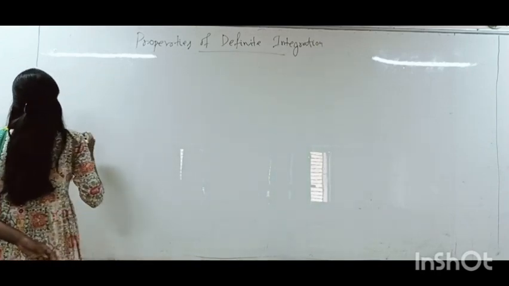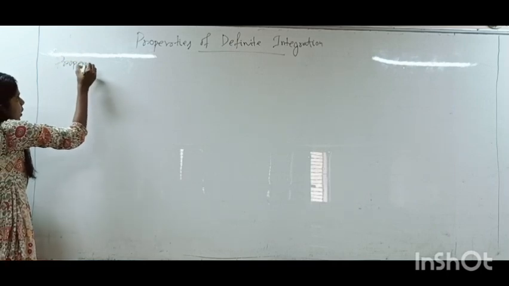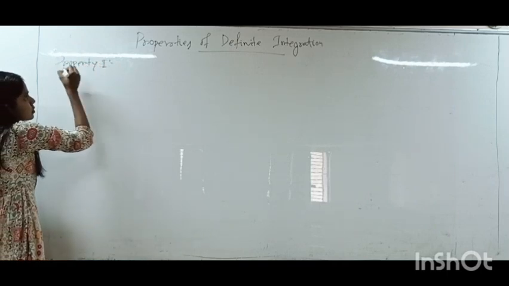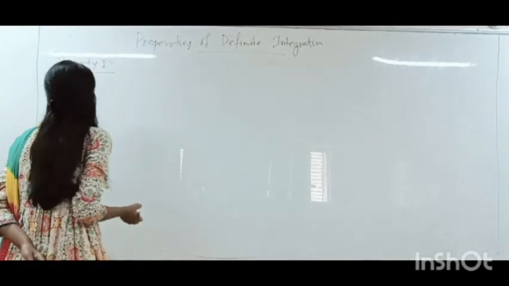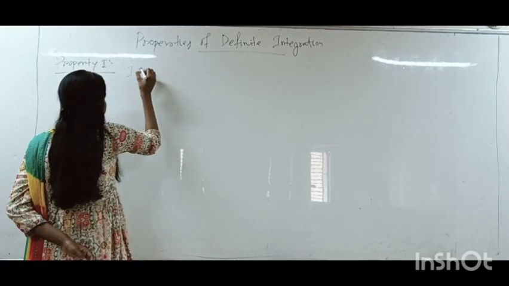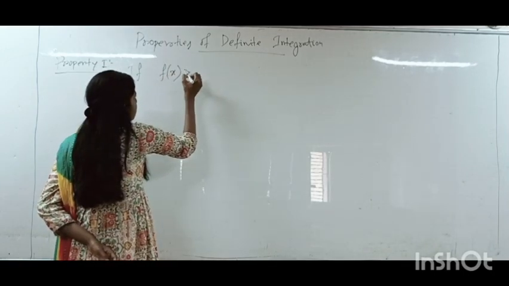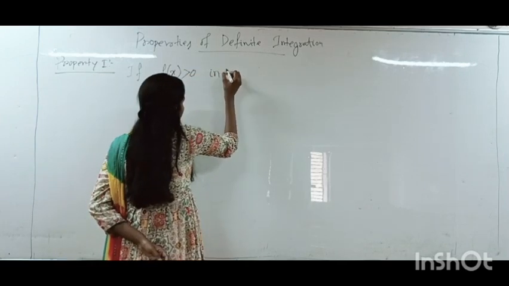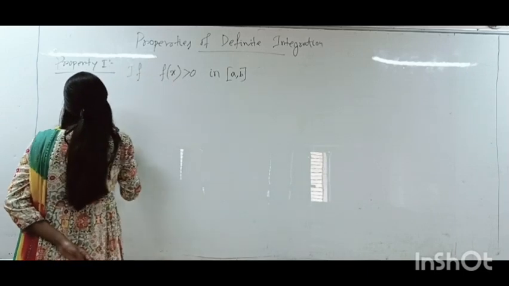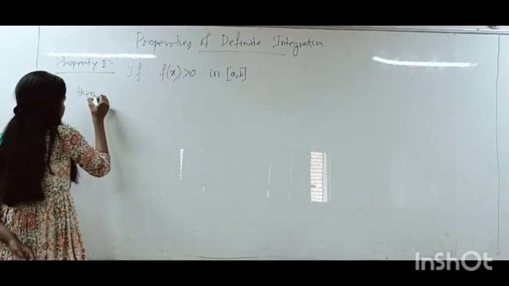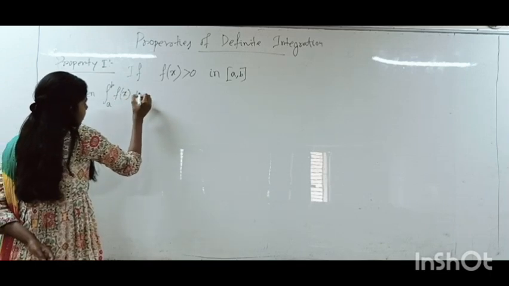So first property, note it down. Property 1 is, if f(x) greater than 0 in the closed interval [a, b], then the integration from a to b of f(x) dx is greater than 0.